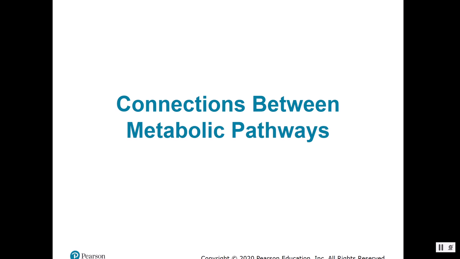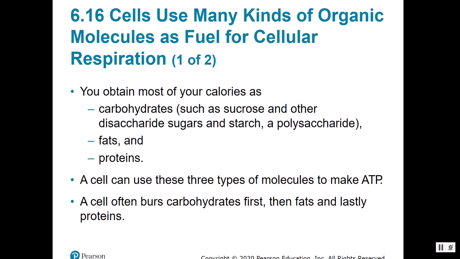And then finally, we get to a connection between the metabolic pathways. So your cells have to use a lot of different kinds of organic molecules as fuel for respiration. Most of your calories come from carbohydrates: sucrose, which is table sugar, and starch, a polysaccharide. Y'all know we eat a lot of starches, anything white, potatoes, rice, all those things that are white are starches. We also get calories from fats and proteins. So the cell can use these three types of fuels to make ATP: carbohydrates, fats, and proteins.